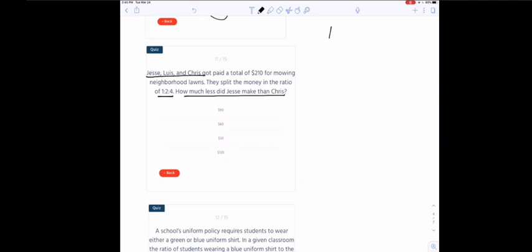Wow, this is very different, so I'm going to go step by step, okay? First of all, let's take our ratio and let's break it down so we know who gets what. Jesse is first, Lewis is second, Chris is last, okay?